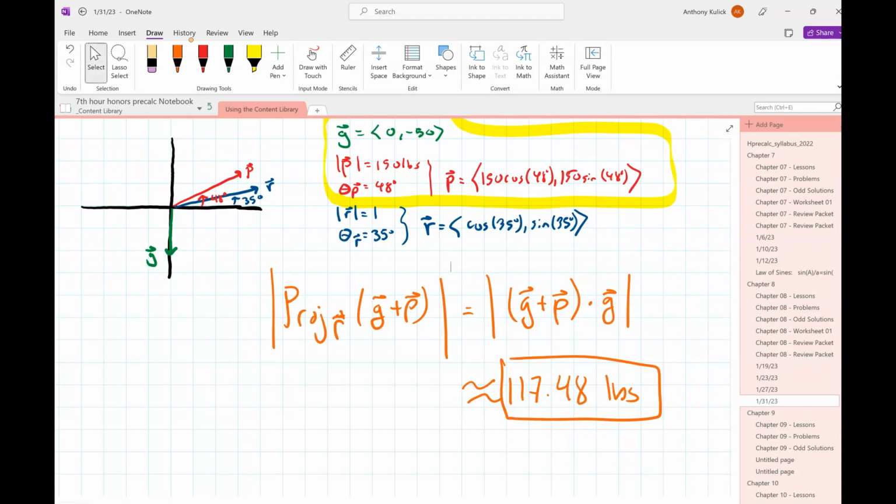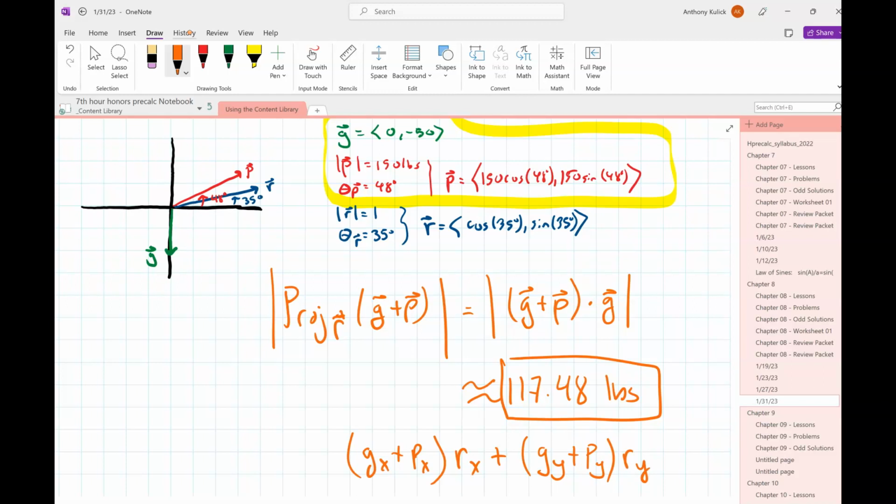Well, here's what I did. I did the x component of G plus the x component of P, and I multiplied that to the x component of R, right? And then I did the y component of G plus the y component of P. I multiplied that to the y component of R.